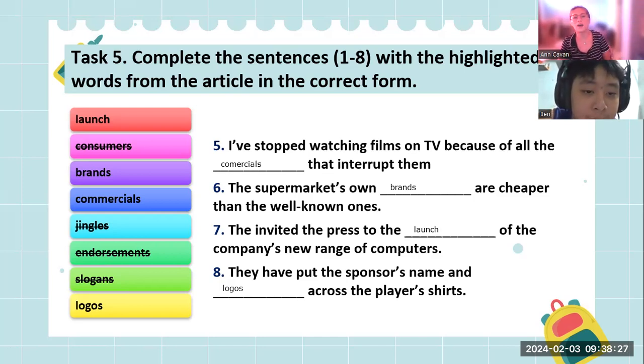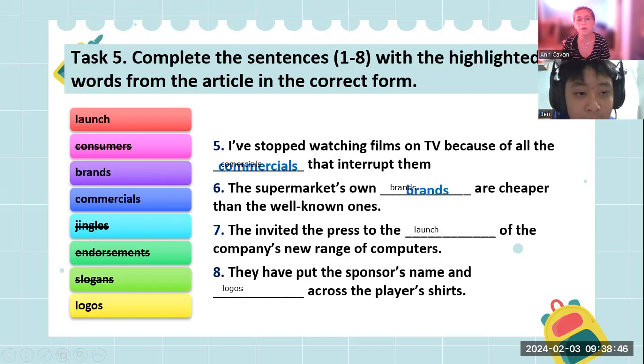Okay, I let the dog out. Okay. I've stopped watching films on TV because of all the blank commercials that interrupt them. Okay, yeah. So many advertising or many commercials. Very good. The supermarket owns brands that are cheaper than the well-known ones, correct?